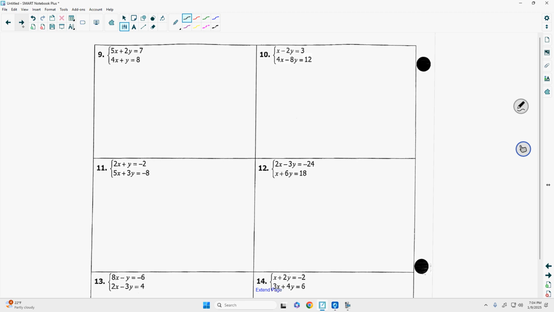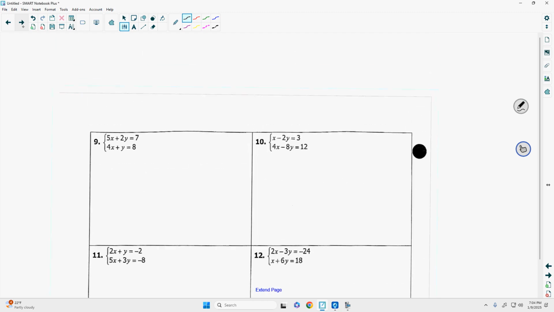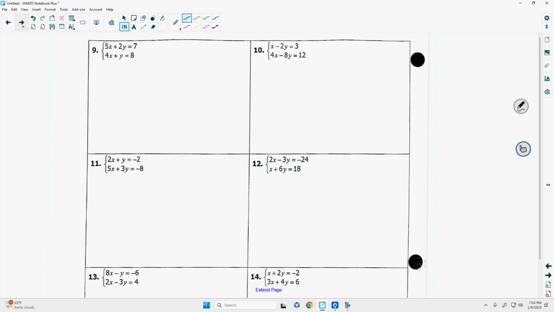Let's try that. Okay. So if I were going to do this problem, I'd multiply this by negative 2. Here, let's try that. Okay, so the top equation would be 5x plus 2y equals 7. And the bottom equation would be negative 8x minus 2y equals negative 16. Draw a line, add down. Negative 3x, the y's go away, equals negative 9. Is that negative 9? Yeah.